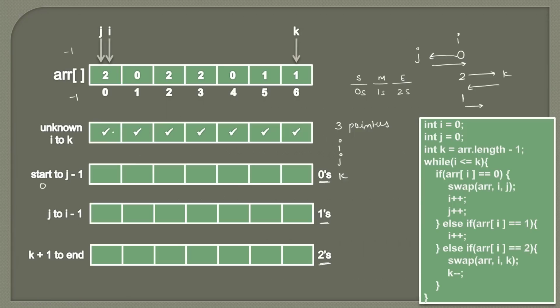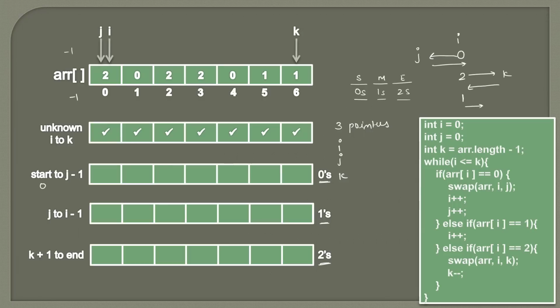So let's see how we can remove these unknown elements and fill the zeros, ones and twos. And one thing to remember: zeros, ones and twos will be filled in a proper order. Zeros at the start, ones in the middle and twos at the end. So we'll see it later here.